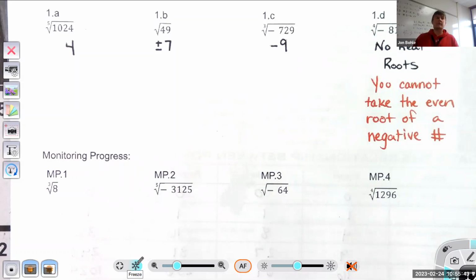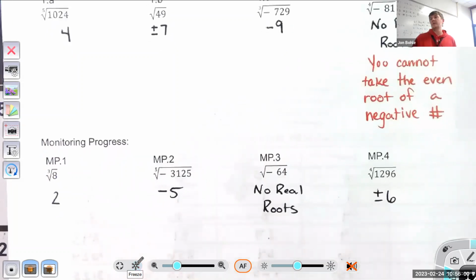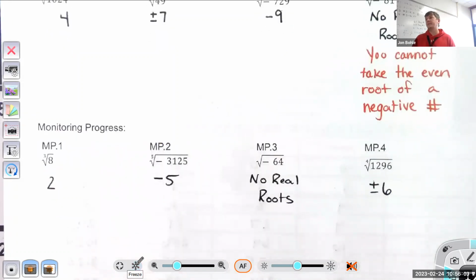All right. Brandon, what you got for 1? RJ, what do you get for 1? What is it? 2. What do we get for 5? What do we get for 3? And 4. Positive and negative 6. Good. Hey, so we're good with finding roots? Okay.